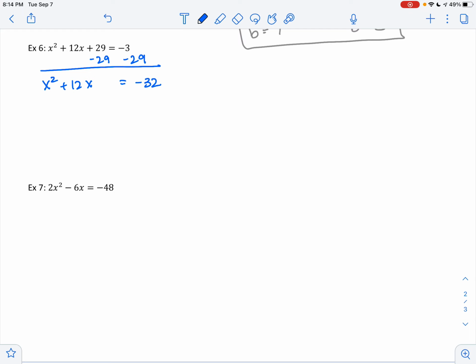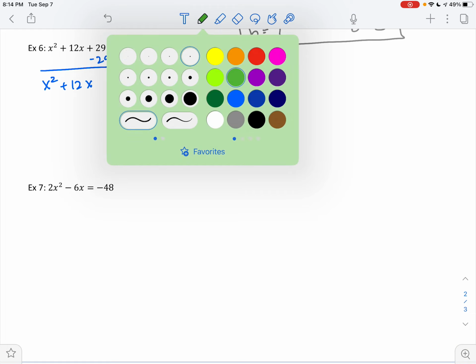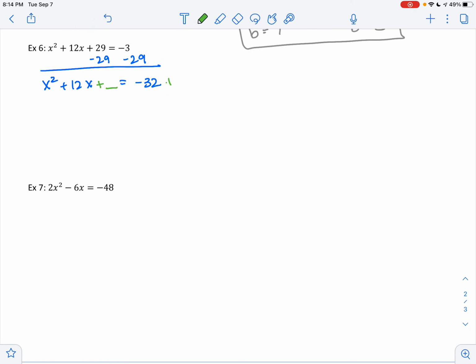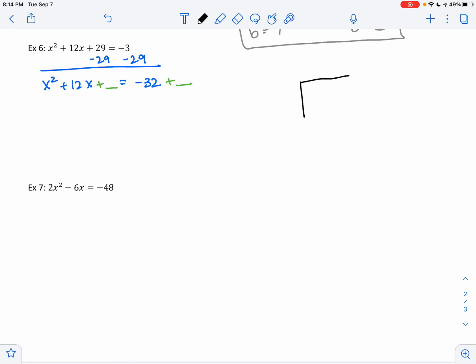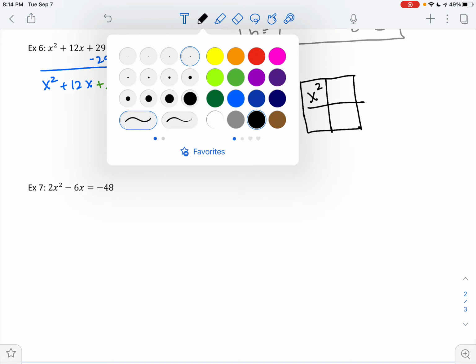Now I am ready to set up my blanks. So plus blank, plus blank. What we do to one side, we must do to the other. Now I am ready to solve by completing the square. First term goes in the first box. I want this to be a square and not a rectangle. So I need to cut this middle term into two even pieces. 12x divided by 2 is 6x.